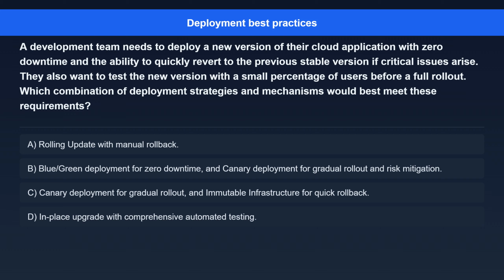Option A. Rolling update with manual rollback. Option B. Blue/green deployment for zero downtime and canary deployment for gradual rollout and risk mitigation. Option C. Canary deployment for gradual rollout and immutable infrastructure for quick rollback. Option D. In-place upgrade with comprehensive automated testing.